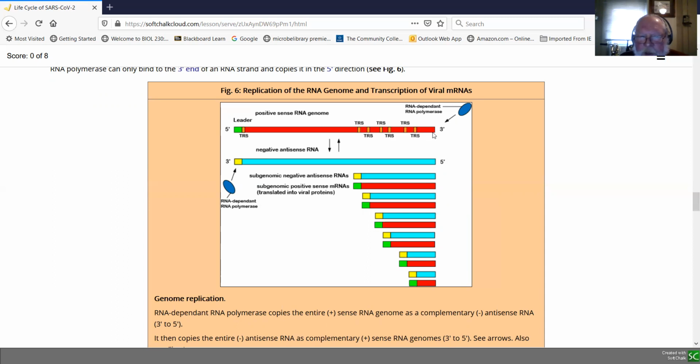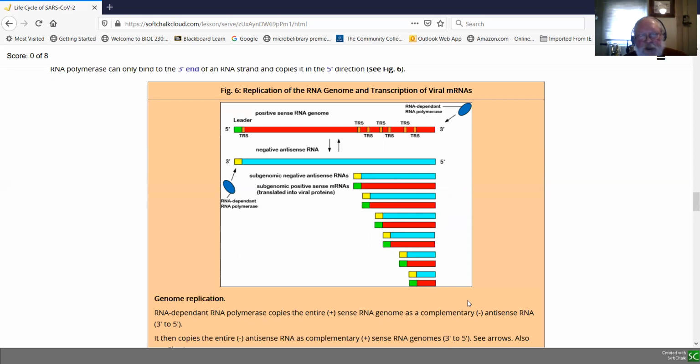It could copy from here and go to the third one, and then jump down to the end and copy the rest. And that would lead to this antisense genome. And it can stop at any one of these and then jump to the end. So as a result, it makes all of these subgenomic negative antisense strands. And then when RNA polymerase binds to these antisense strands, it makes the messenger RNA coding here for the structural proteins and for the different non-structural proteins.